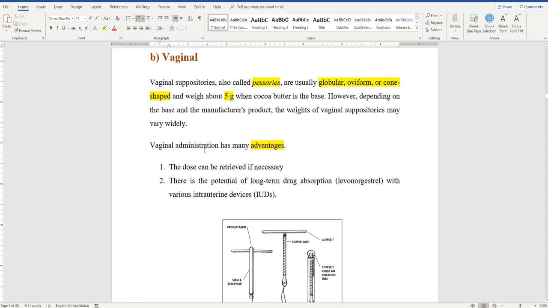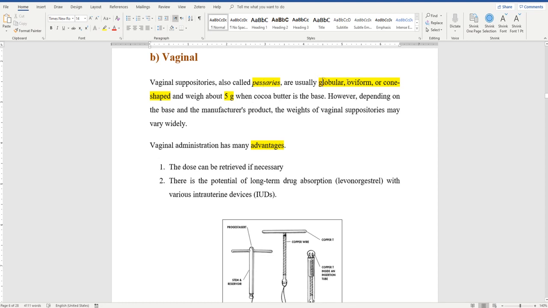Okay. The second route of administration is vaginal administration. Of course, the most common is rectal administration. Then we have vaginal administration, but of course, vaginal administration is for certain conditions. It's not a substitute for rectal administration. Now, vaginal suppositories are also called, there is another term for these suppositories, pessaries. And remember, I'm not talking here about vaginal inserts. I'm talking about vaginal suppositories. These are called pessaries.